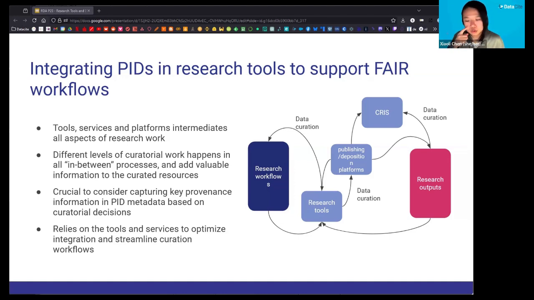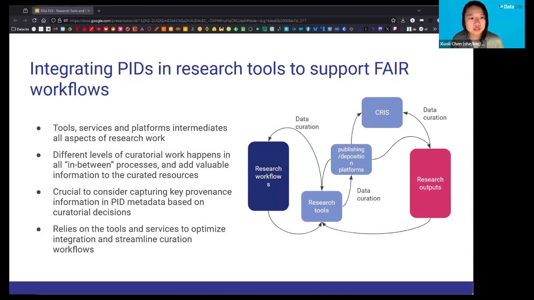So it's crucial to capture this key provenance information, like what happened, what kind of change happened, from whom, at what time, in the PID metadata, when PIDs are being created or being updated or being used in research or archival or preservation processes.